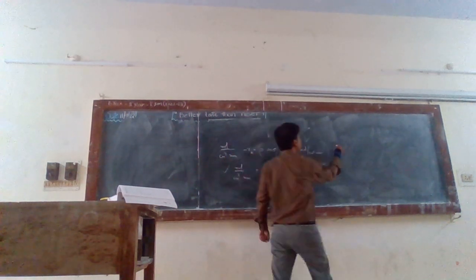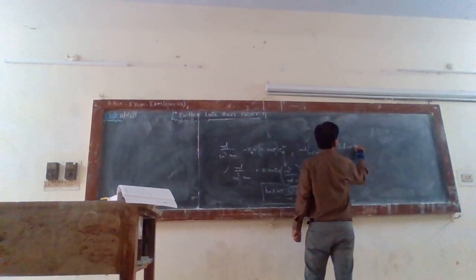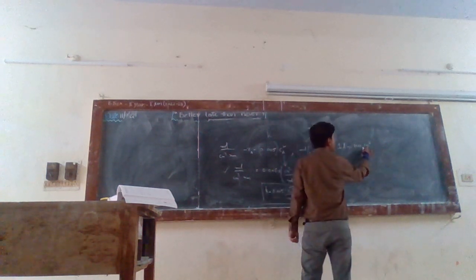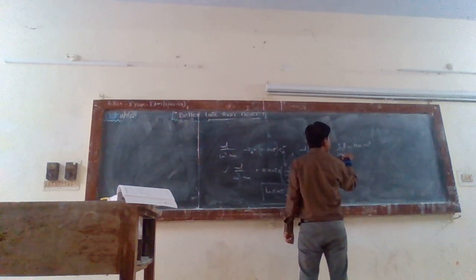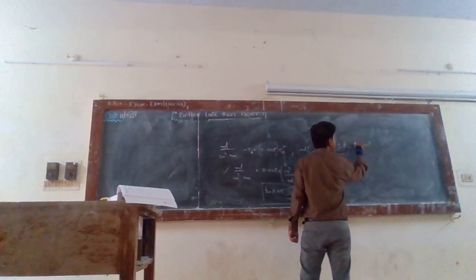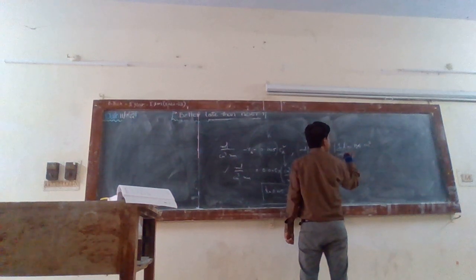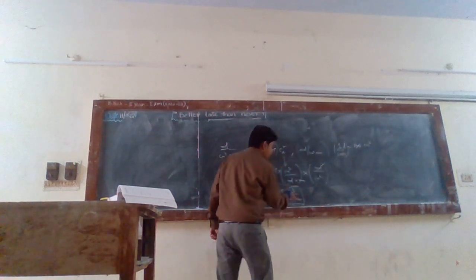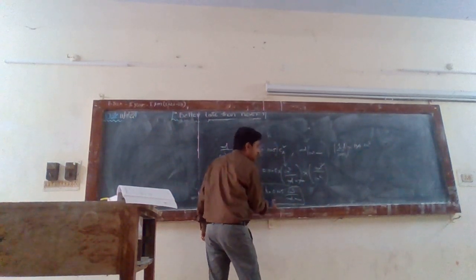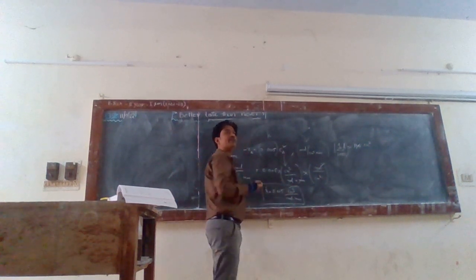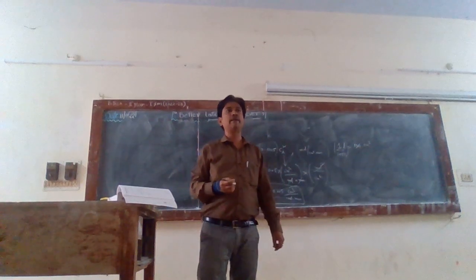We know 1 liter equal to 1000 centimeter cube. So 1 centimeter cube is equal to 1 by 1000 liters. Is it not? So I brought 1000 here. So in place of 1 centimeter cube, keep 1 by 1000 liters. You will get K. That's what he asked. So do it.